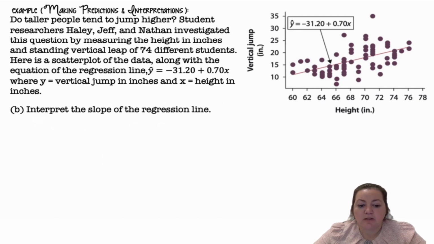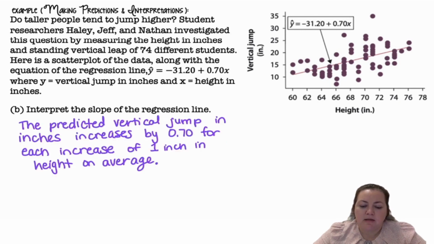All right, interpret the slope of the regression line. So it's a plus bx. b is my slope, so the 0.7 is my slope. So the predicted vertical jump in inches increases by 0.70 for each increase of 1 inch in height on average. Or you could word this in the opposite direction. So you could say for each additional increase of height of 1 inch, the predicted vertical jump increases by 0.7 inches. That would work as well.